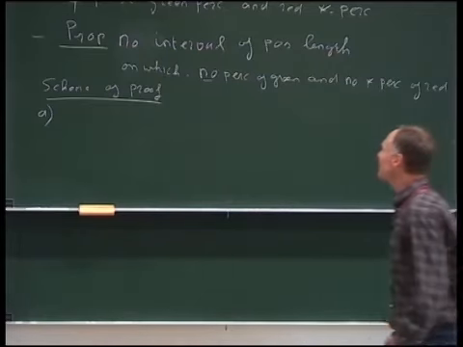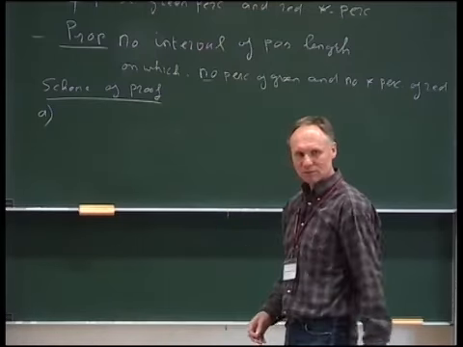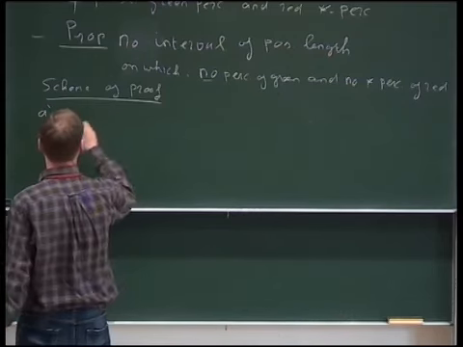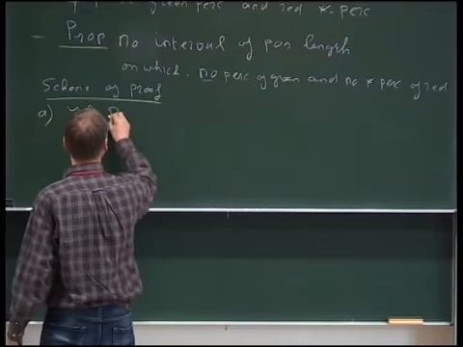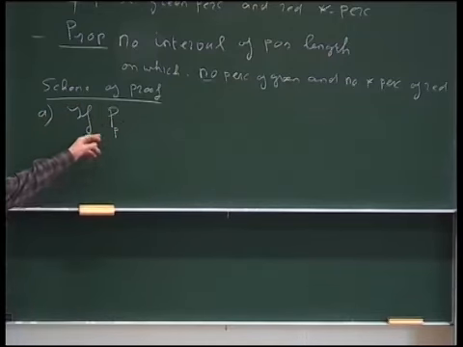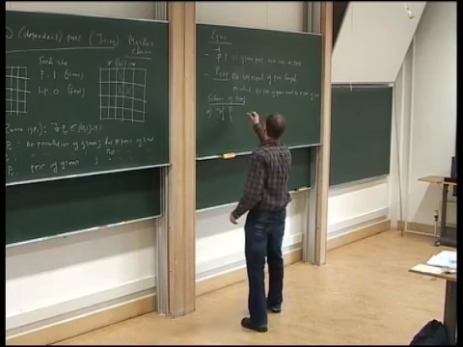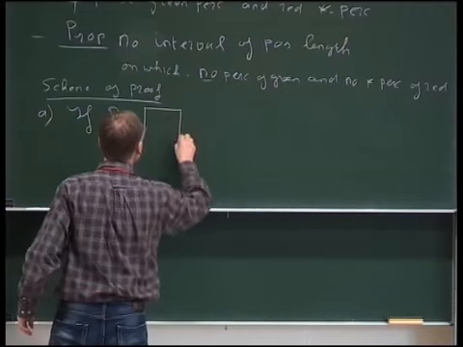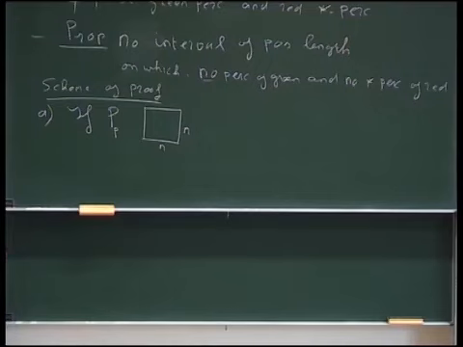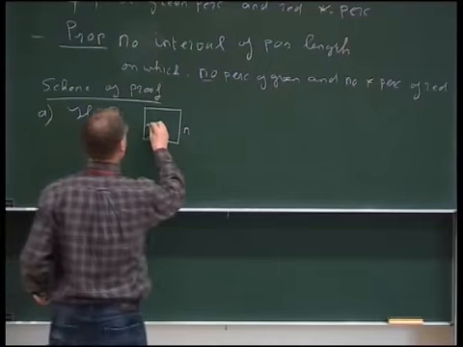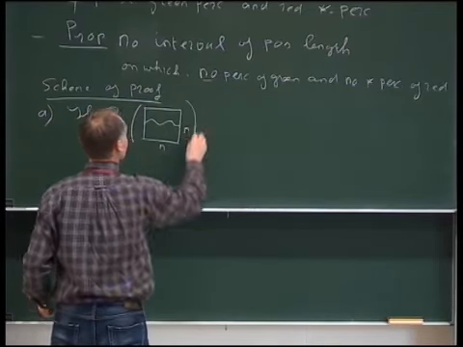So the scheme of the proof is, very roughly speaking, that the proof consists of three parts. Part A says that if the probability, and I write little p as a subscript to indicate the parameter, let me write it schematically in this way. I take an n by n box in the lattice, and then I look at the probability that there is a green path from the left to the right of this box.